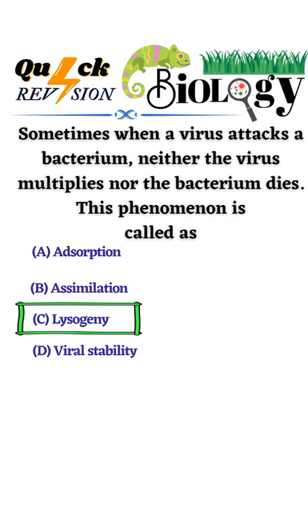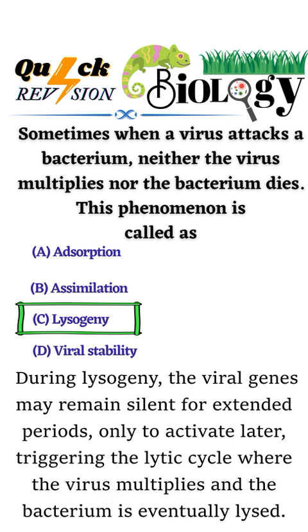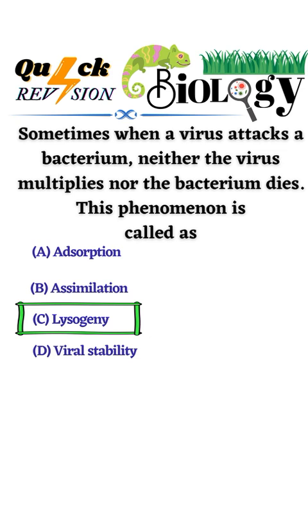Lysogeny. During lysogeny, the viral genes may remain silent for extended periods, only to activate later, triggering the lytic cycle where the virus multiplies and the bacterium is eventually lysed. I hope that the question was very important and you must have understood it. Moving towards our next question.